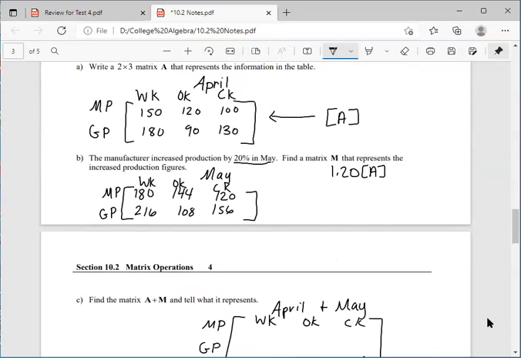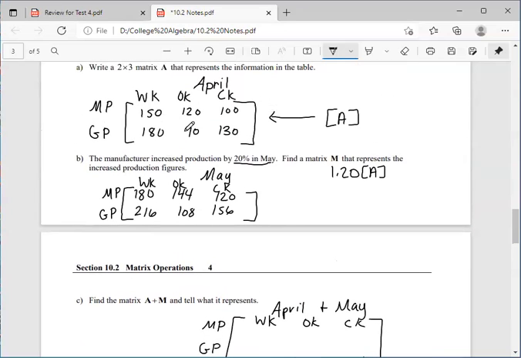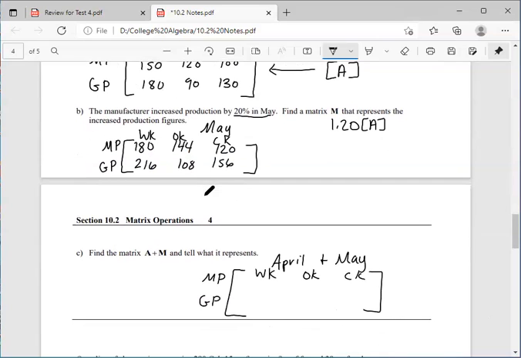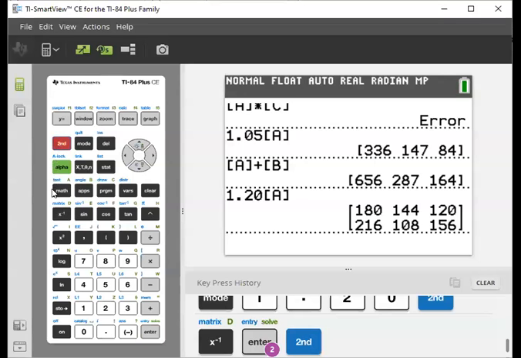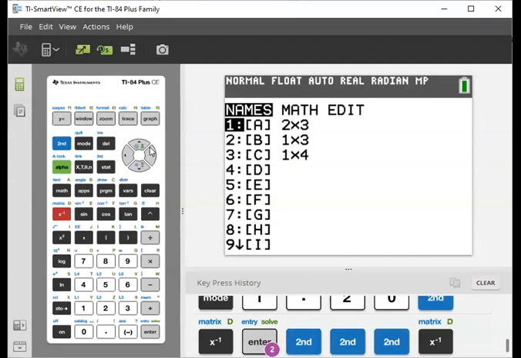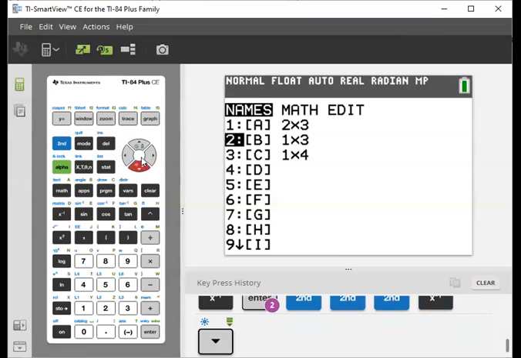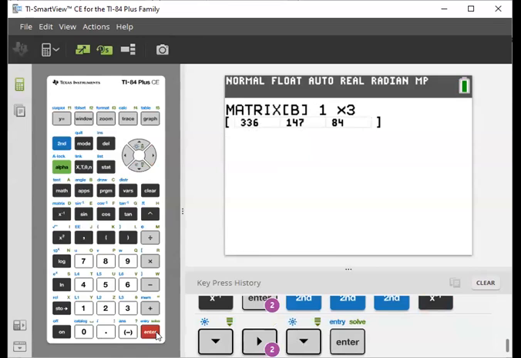If you were just going to add them together, you would add the 180 plus the 150, the ones that are in the same place, 120 and 144. Some of you may have an easier time at that, and that's fine if you do that. So I'm going now to type in matrix B, second x^-1. And I always want to go down first here, but you're supposed to go over and then down to B and hit enter.